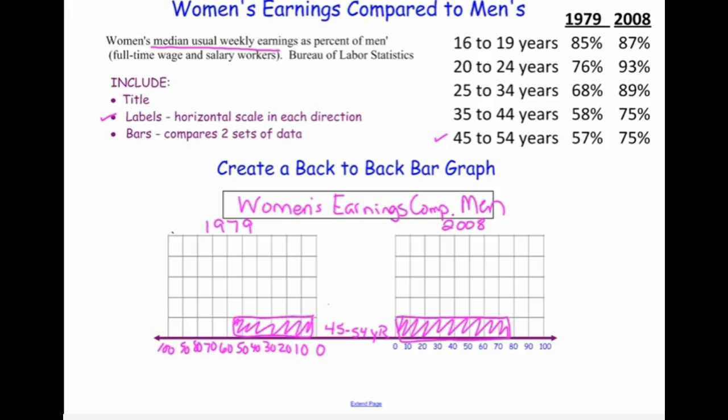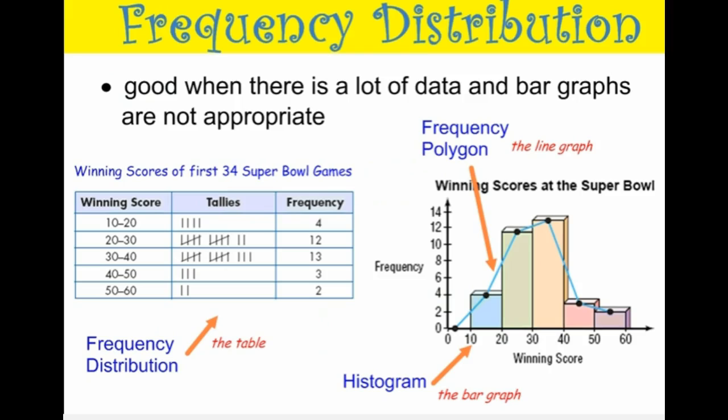Then I could go to the next category, 35 to 44 years, and 75% once again. And in 1979, women were making 58%, slightly more than the category of the people before. You could go ahead and finish this off, but that's a back-to-back graph where you get a bar on the left, a bar on the right, easy to compare.